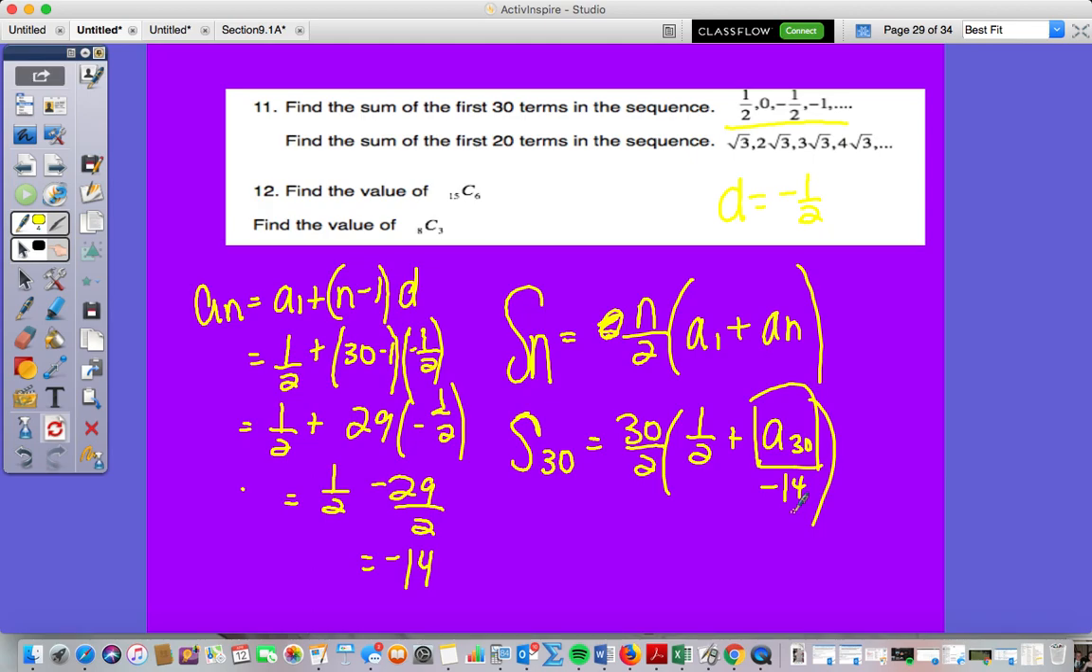Good. And that's how you find the sum of that. Does that help with that part? Victoria, do you want me to continue? No, I'm just writing it down. That's cool.